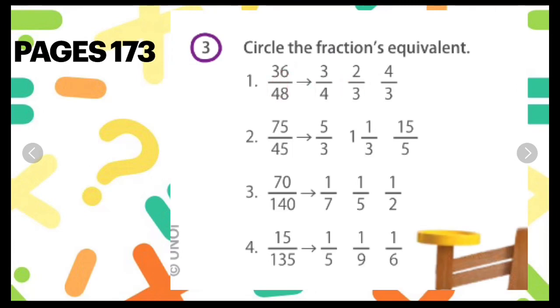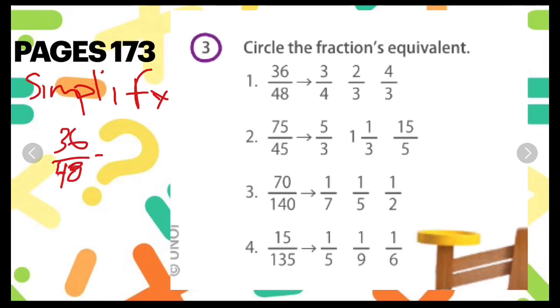This is your fraction that you have right here. So in this case, you have to see which one is equivalent. What do you have to do? Well, you have to simplify it. They're telling you that you have to find equivalent, so that means that you have to simplify the fraction. Now for example number 1, you have 36 over 48.